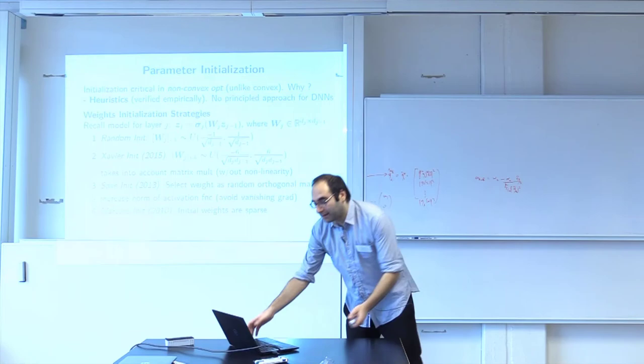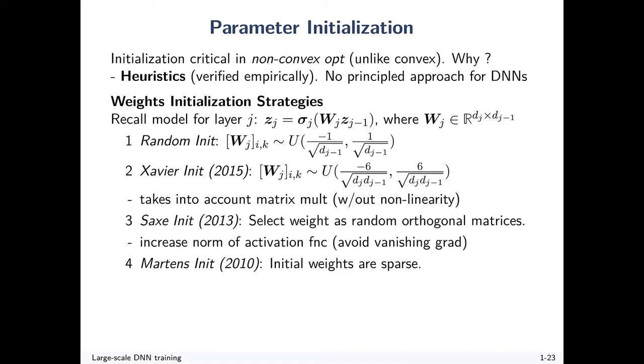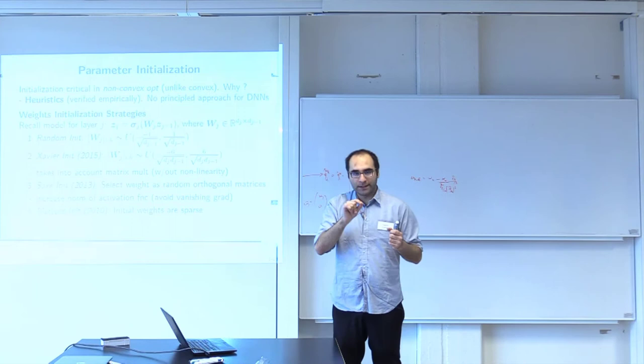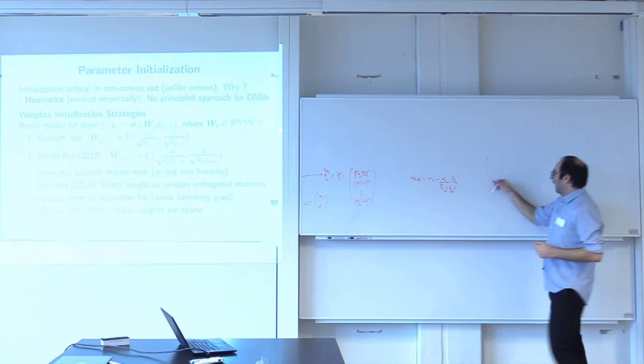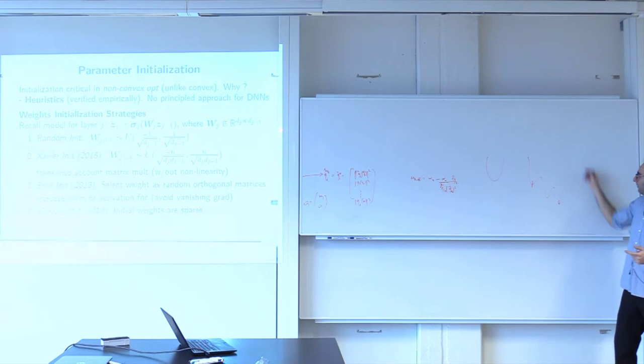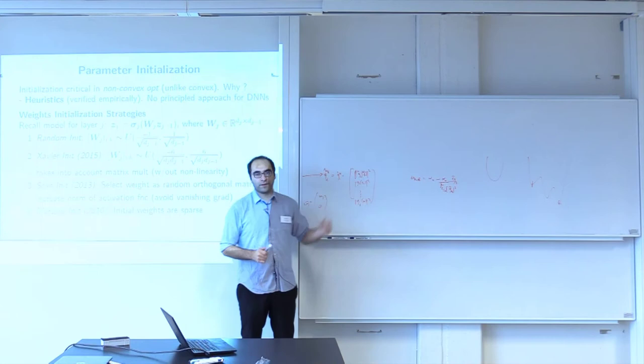Basically, this is how you initialize the weights when you start your training. And again, this is a very important issue in the non-convex setting, because if you have a convex function, then it doesn't matter where you start, because you're always going to end up at the optimal point. In the convex setting, this is your globally optimal solution; whether you start here or here, you end up at the optimal solution using first order methods. That's why this is more critical in the non-convex setting.